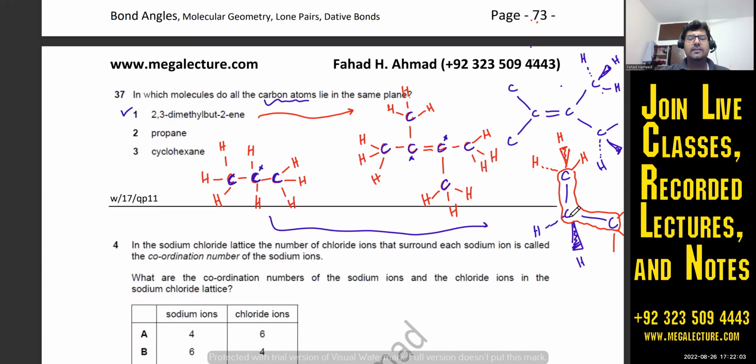And this one is keep your reasoning. If it were planar, it would have been 120. Since it's not, that means it's three-dimensional. So this one is also not planar. The carbon atoms are not planar.